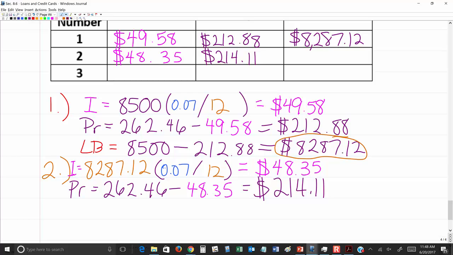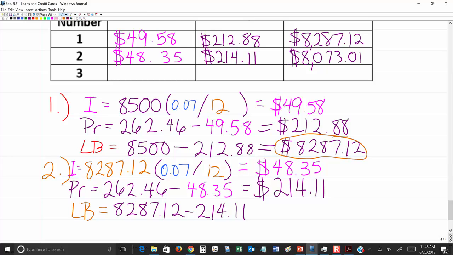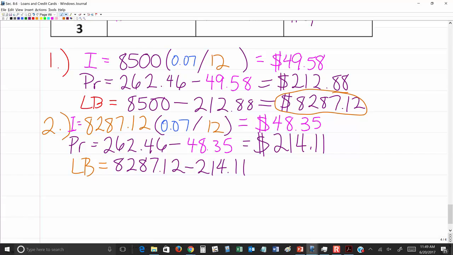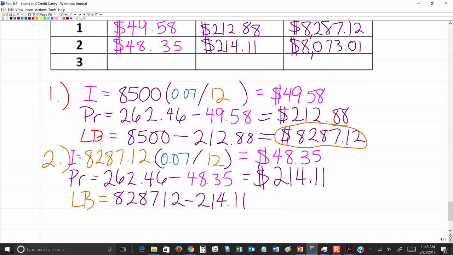So now your new loan balance, after that payment is applied, take your previous balance, which was $8,287.12, and subtract $214.11. So that's $8,073.01. And we'll just do that one more time.